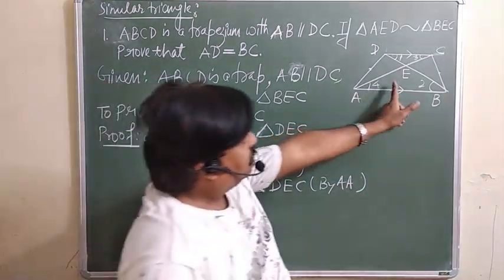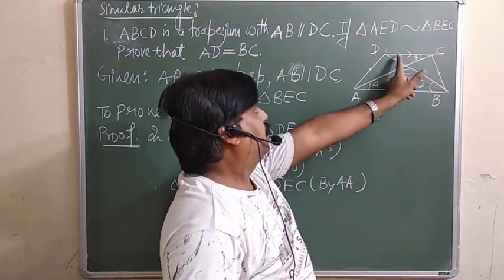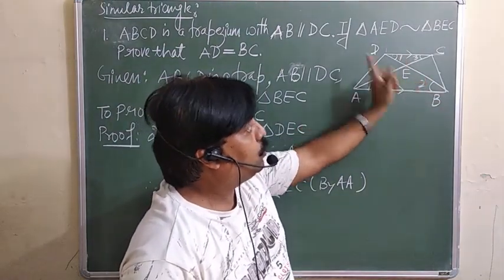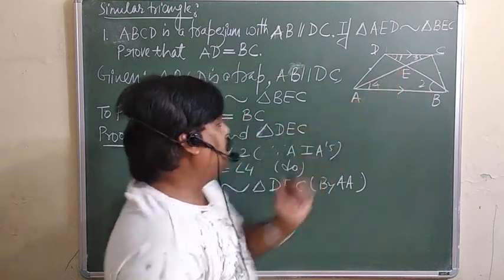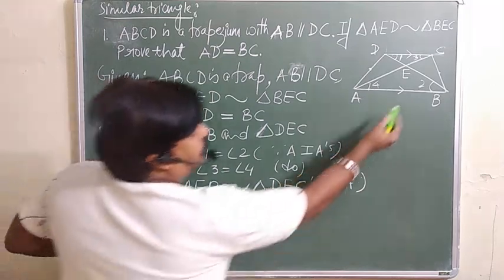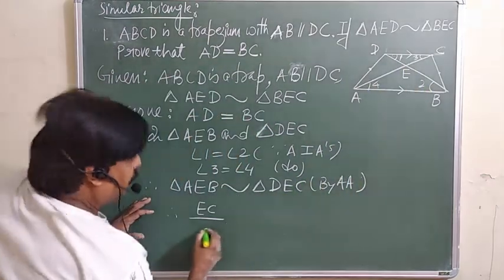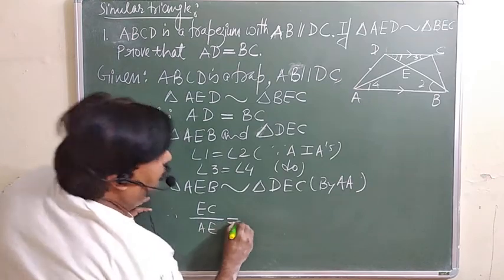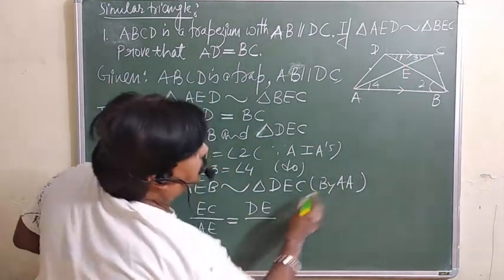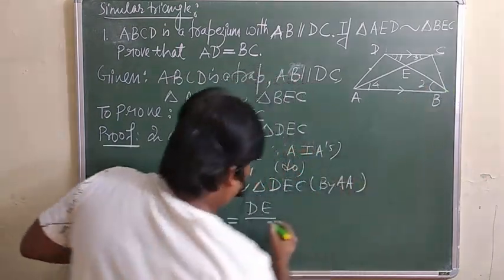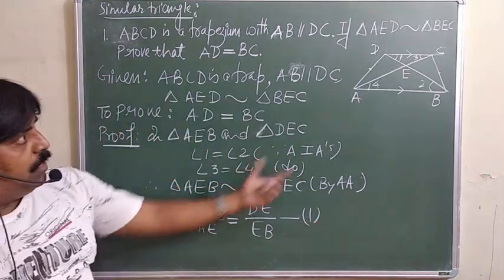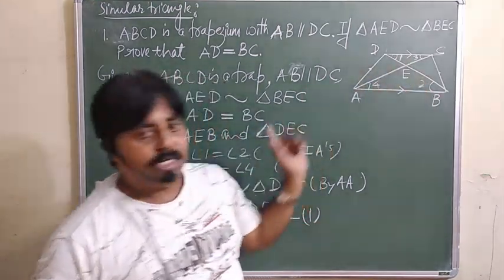Once these two are similar, we can take the ratio of the corresponding sides. Equal angle, and the ratio of the sides opposite the equal angles will be equal. Angle 1's opposite side is EC, angle 2's opposite side is AE, so EC over AE is equal to DE over EB, where angle 3's opposite side is DE and angle 4's opposite side is EB. This is equation 1.